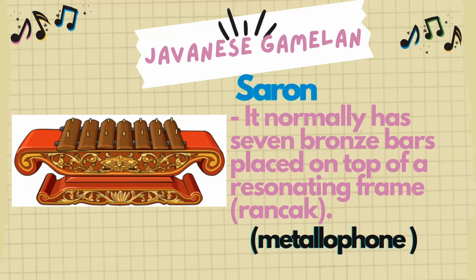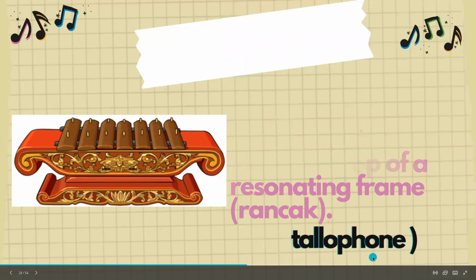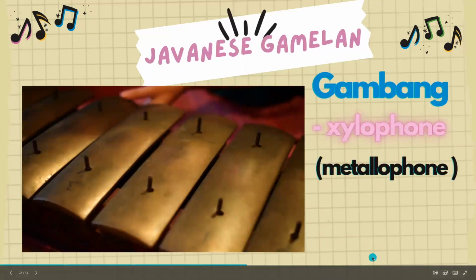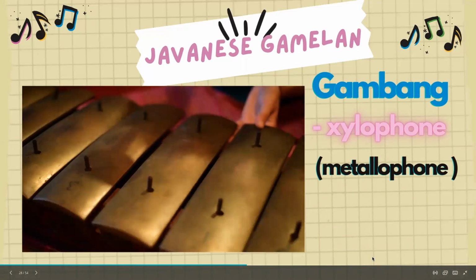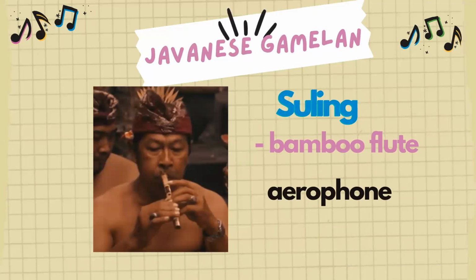Another instrument in the gamelan is called saron. It normally has 7 bronze bars placed on top of a resonating frame. It is normally struck with a hammer to create a sound. Gambang, a xylophone, consists of metals. It is considered a metallophone. Another instrument is the bamboo flute, classified as an aerophone instrument. Aerophone is an instrument whose sound is produced through air, either by blowing through the mouth or nose.